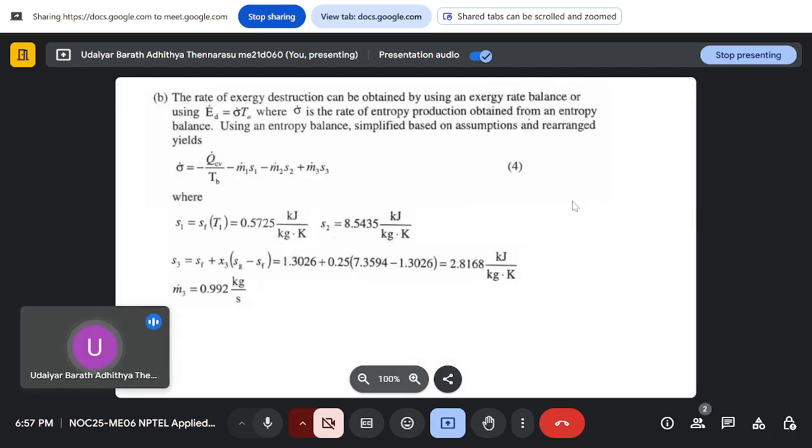Next we need to find out the exergy destruction in the process. For that we'll do an entropy balance to find out the entropy generated. Exergy destruction is T naught times entropy generated. So doing an entropy balance, entropy generated is minus Q by T, minus entropy coming in, plus entropy going out.